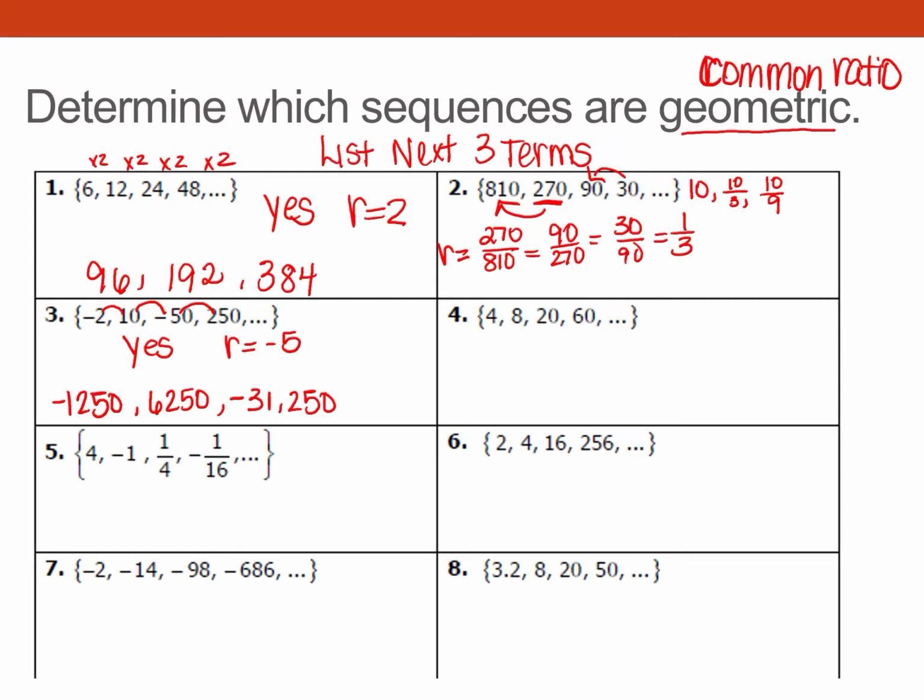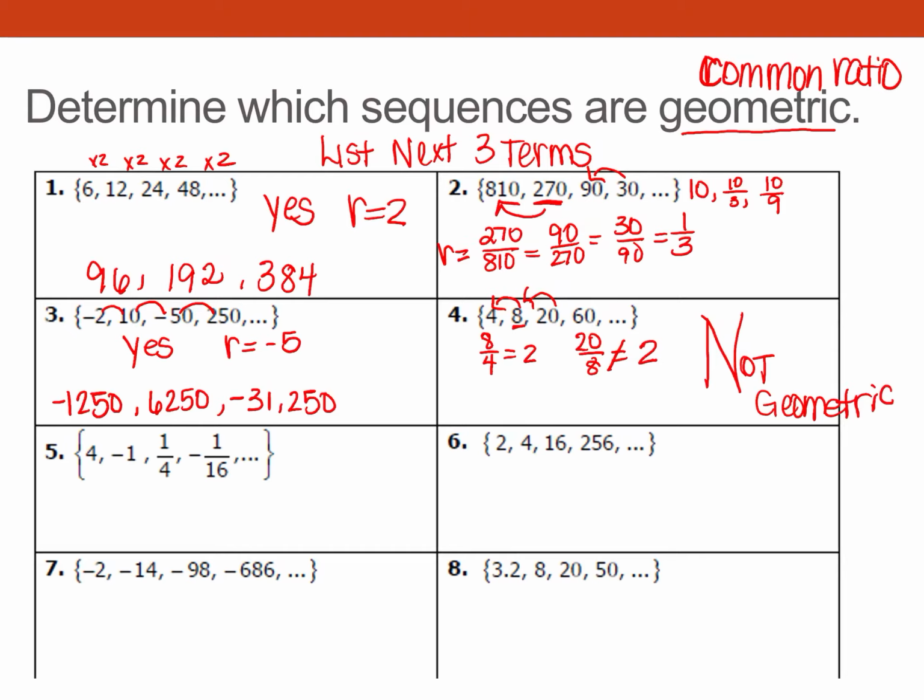Well, maybe it could be, but let's check it by dividing the second term by the first. So this is 2. But if I do the next pattern, 20 divided by 8, do I get 2? And the answer is no. So this is not a geometric sequence.